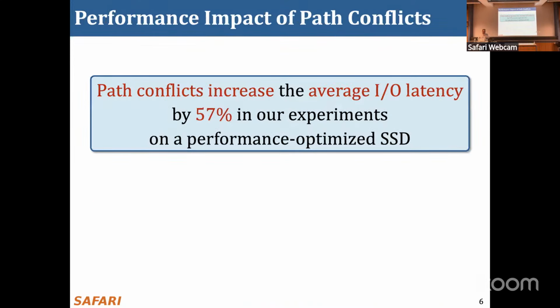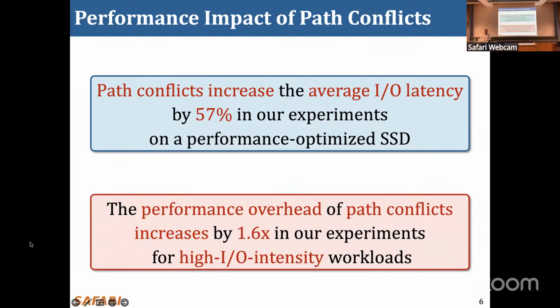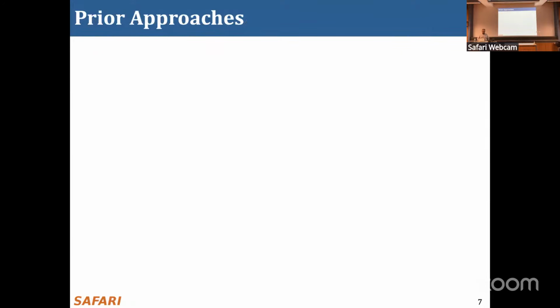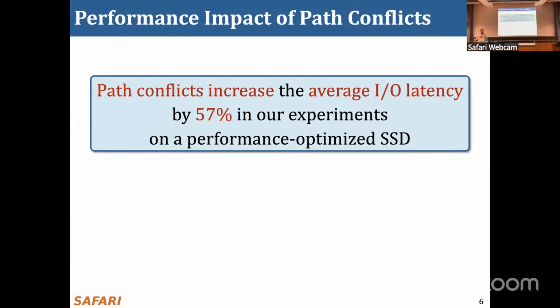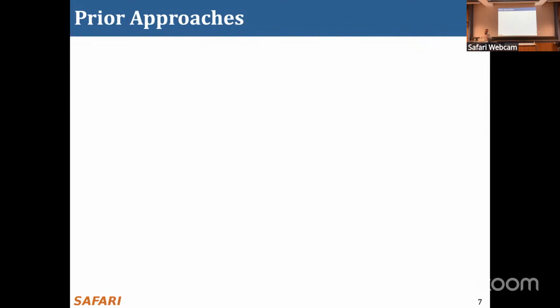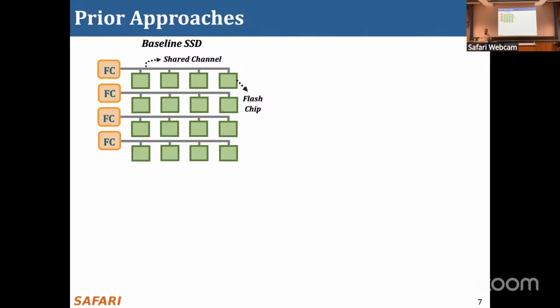Okay, so we wanted to avoid that. We did some analysis and saw that path conflicts increase the average I/O latency by 57% in our experiments, and the performance overhead of path conflicts increases by 1.6 times for high I/O intensity workloads. So there are some approaches. Our key insight here was that we don't have enough connectivity inside the SSD. We need more path diversity inside the SSD so that you can route different requests to flash chips. So that's why we looked into some prior approaches that can potentially be used for this idea.